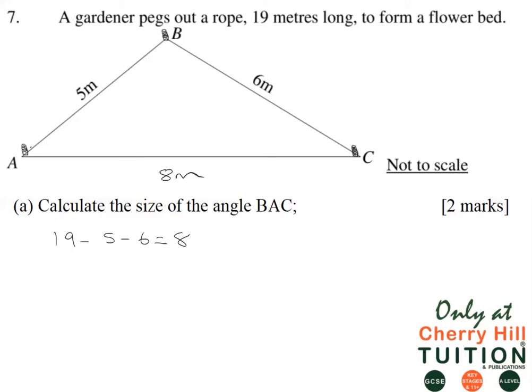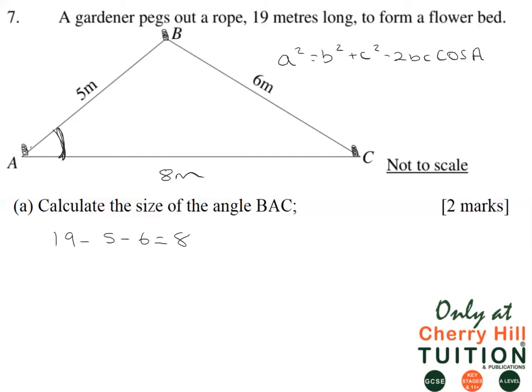Now that we have all lengths and we need to work out angle BAC, which is this angle here, what we need to do is use the cosine rule. So when we have 3 lengths and we need to work out a missing angle, we need to use the cosine rule. So the cosine rule is a squared is equal to b squared plus c squared minus 2bc cos A. And now we just plug our values in.